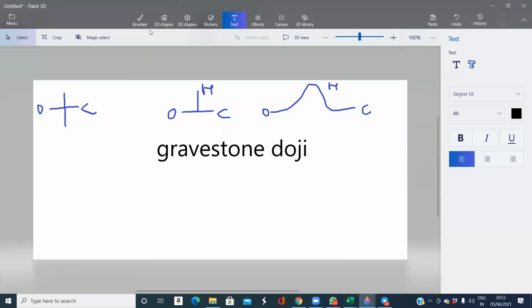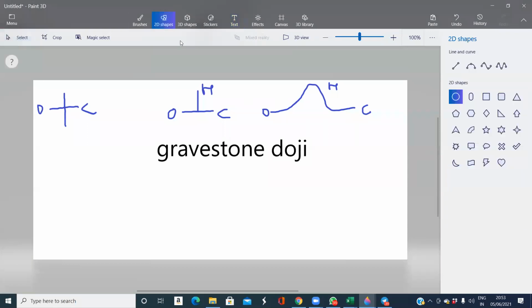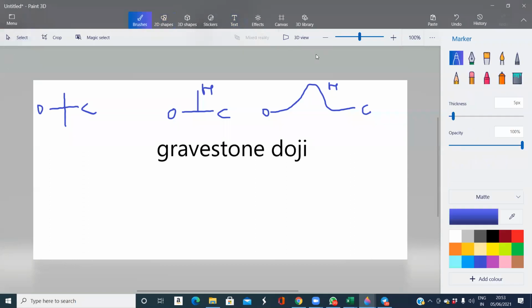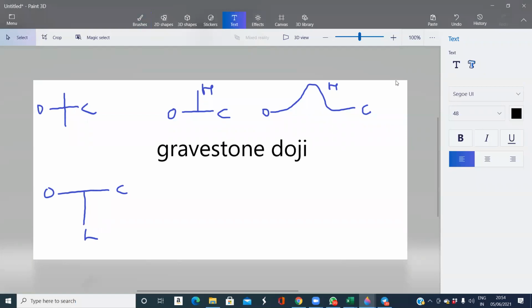There is one more candlestick in the doji, which is called the butterfly. It is exactly the reverse of this, an exact mirror image. So it will be like this: open, close, and low. This is called the butterfly.